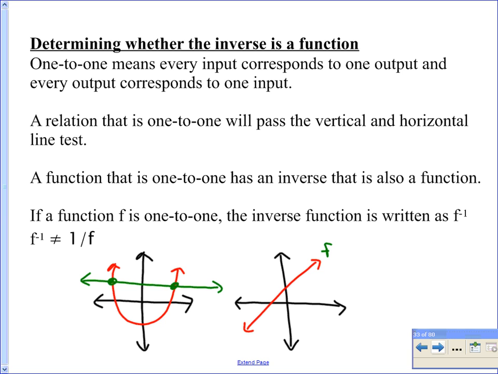So now the other thing is, if it passes that test, then if this is the function f, then its inverse is going to be f inverse of x, okay? So this is the function f, f inverse, and this notation here does not mean this, okay? So that's the notation that we'll use for inverses.